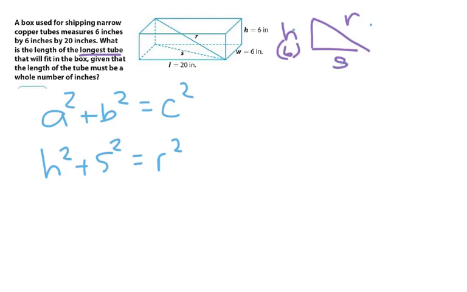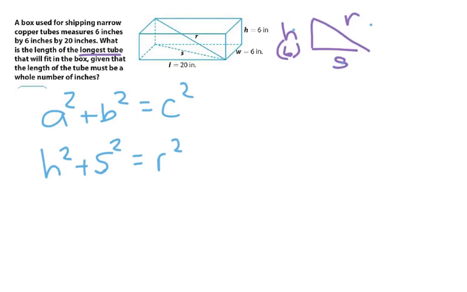Now, the real Pythagorean theorem is a squared plus b squared equals c squared, but they always label it that way to help remember it. So we could label it like that, and if you're unsure, that's how I would do it. But you could also just say h squared plus s squared equals r squared, and mathematically it's still correct.